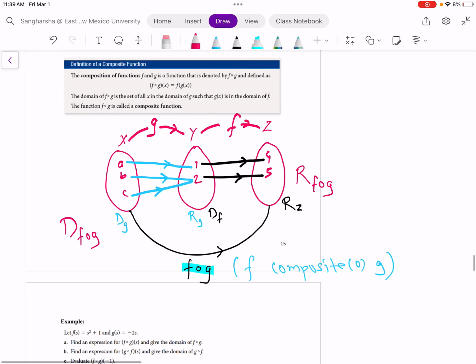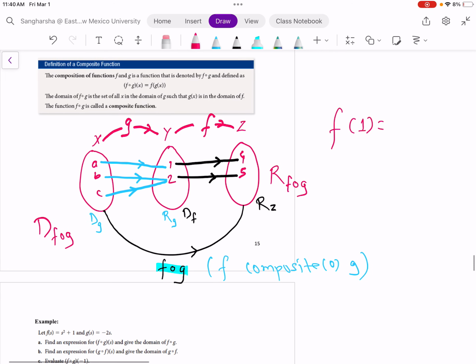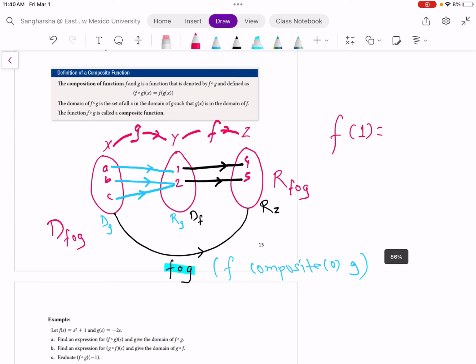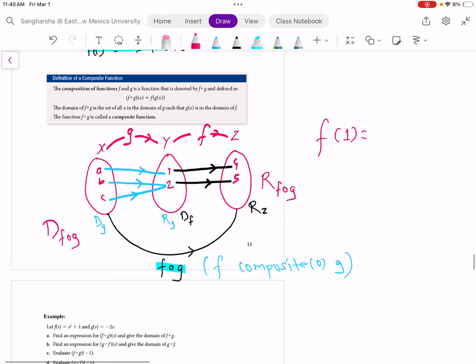Let me go by name. EV, can you tell me what is f of 1 equals to from this mapping diagram? f of 1 equals 4, right? That's right. So our function is f. You are looking at this function. Our input is 1, and when you input 1, you get 4 as the output. That's good.